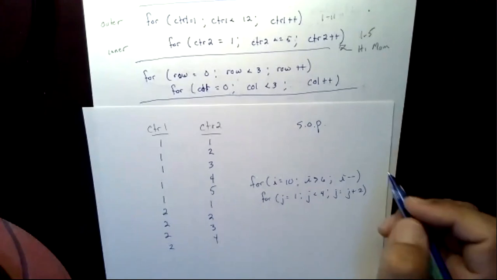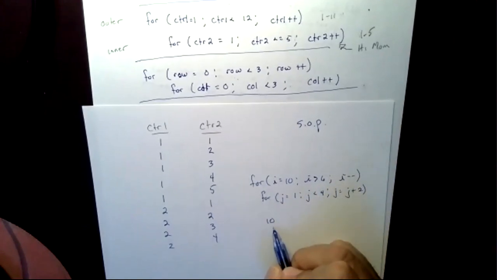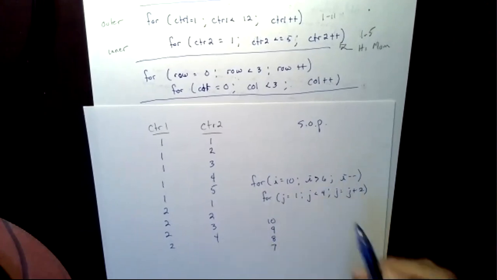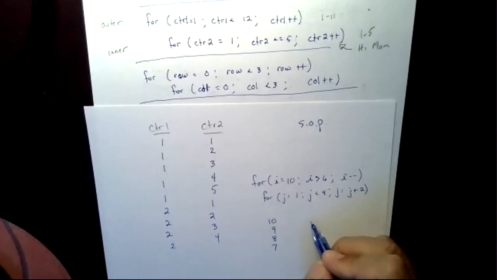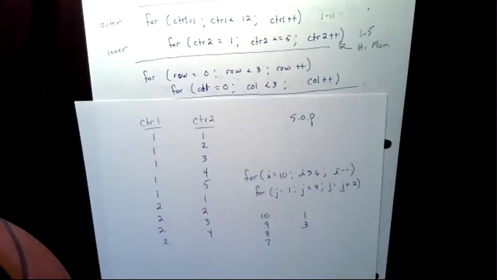Outer loop, I would get the values of 10, 9, 8, and 7. The inner loop each time we get the values of 1, 3, and that's it. So 4 times 2 would be 8. 8. Very good.